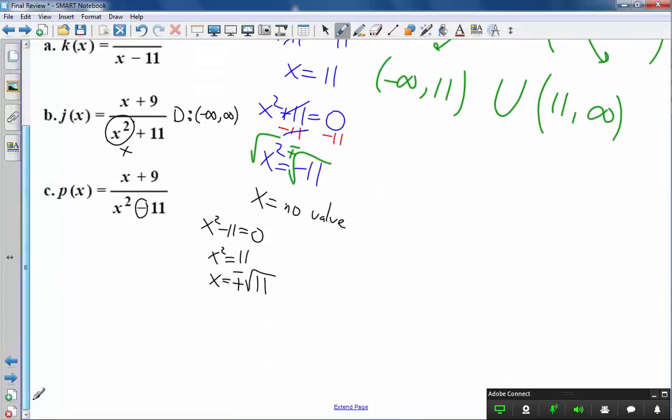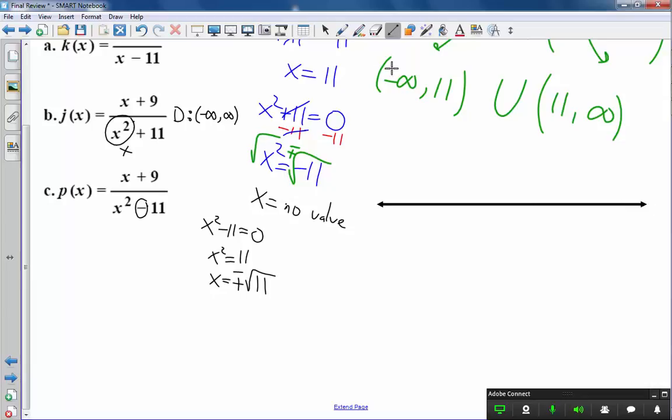Now discovering this is easy. The difficult part is how do you write the domain, because you need to take 2 values off of the domain. Remove 2 values and list every other number. How do you do that? This time, there are 2 spots with holes, so how many breaks, how many pieces? 3 pieces.